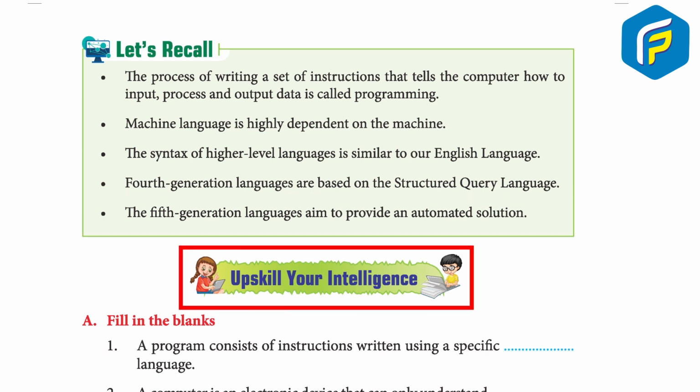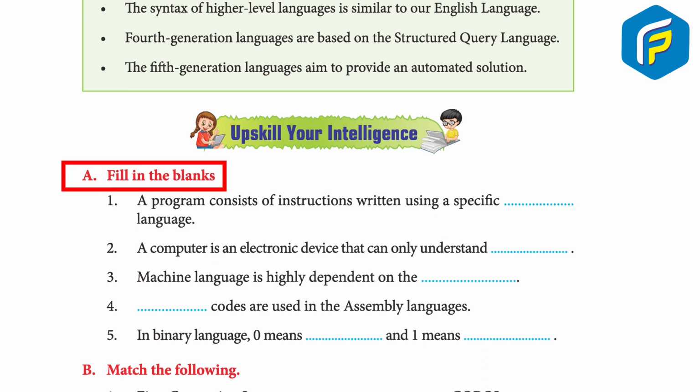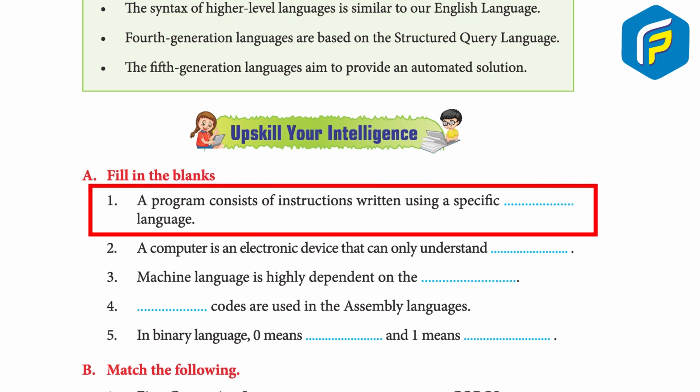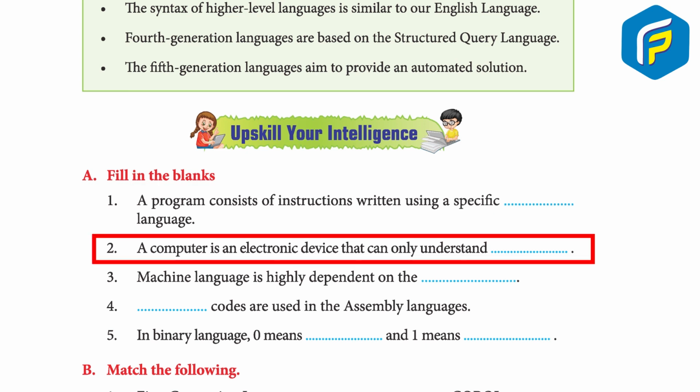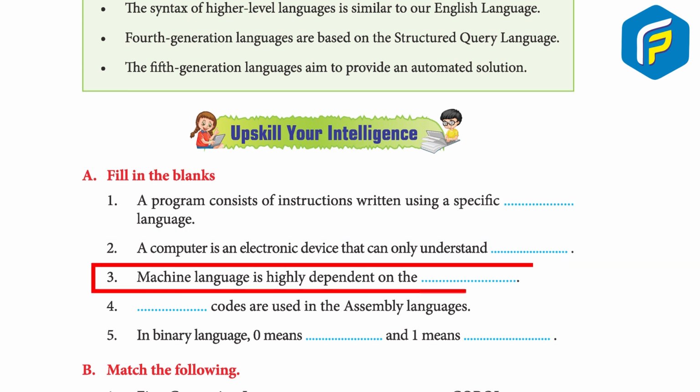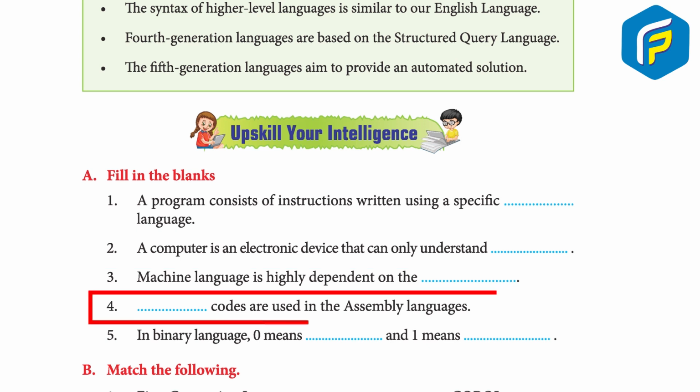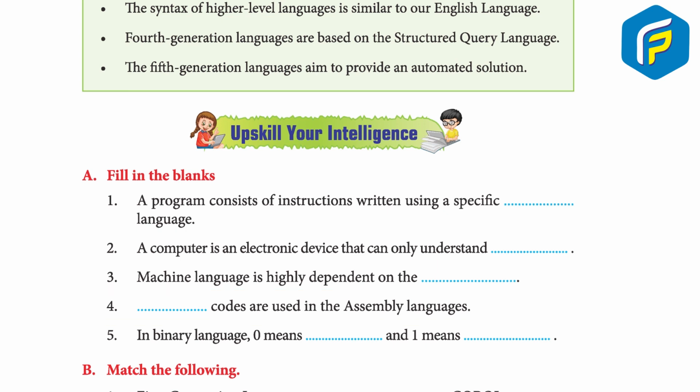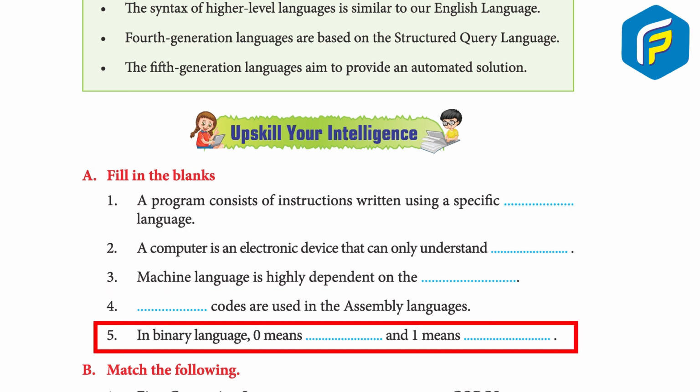Upskill your intelligence. A. Fill in the blanks. 1. A program consists of instructions written using a specific programming language. 2. A computer is an electronic device that can only understand electronic signals. 3. Machine language is highly dependent on the machine. 4. Mnemonic codes are used in the assembly languages. 5. In binary language, 0 means off stage and 1 means on stage.